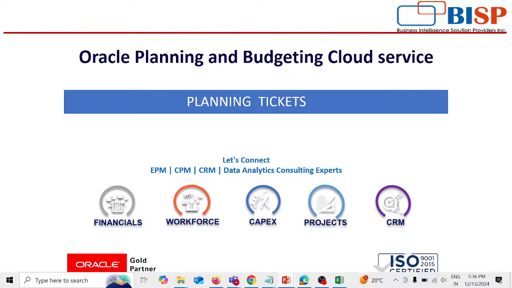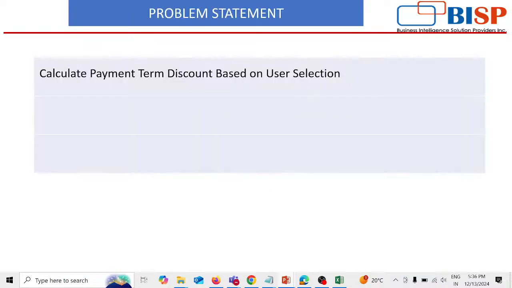www.bspsolutions.com. In this series of planning tickets, today we're going to solve the following problem statement. We have to calculate payment discount, which is to be based on user selection. That means on the basis of user selection, we have to calculate discount.